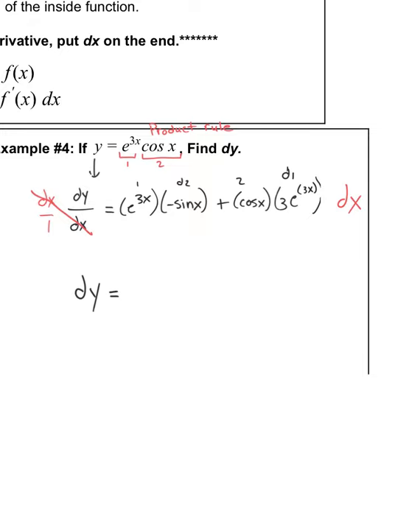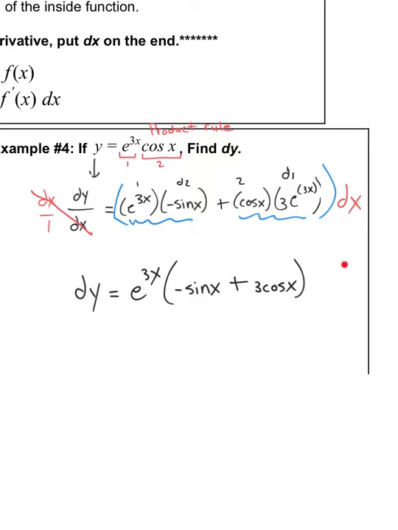Now I'm going to simplify this thing. If you think of this as one big binomial, this term plus this term, I can factor out e to the 3x. So I'm going to put the e to the 3x out here and rewrite that binomial. If I divide this term by e to the 3x, I'm left with negative sine of x. If I divide this term by e to the 3x, I'm left with a 3 and a cosine of x. So there is my simplified version, and then my dx comes down. So there is my differential.